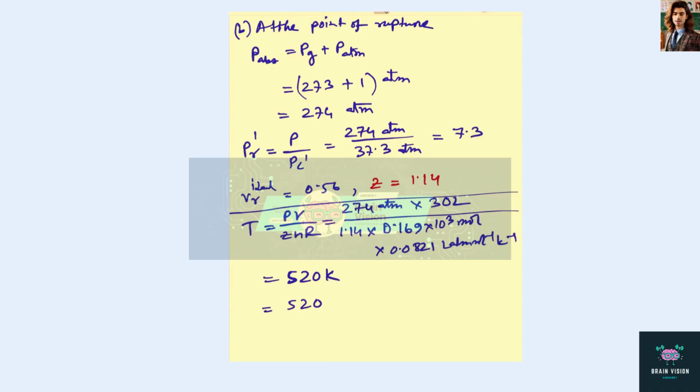Let's convert it to the Fahrenheit scale. First to the Celsius scale, 520 minus 273 degrees Celsius, which is 247.